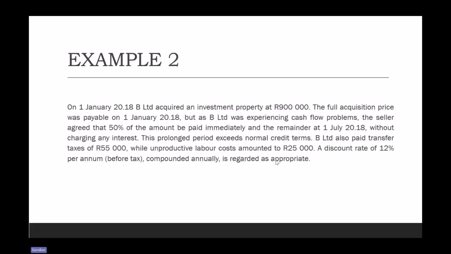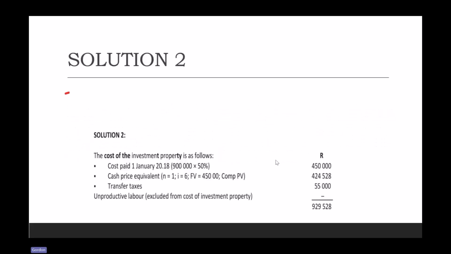So the solution says we must find what? The cost of the investment property. The cost paid on 1 January 2018 was 450,000, because they told us that now, on the 1st of January, we paid 900,000 times 50%, half. So we got 450,000. Then we calculate the present value of 450,000 to be paid 6 months from now.